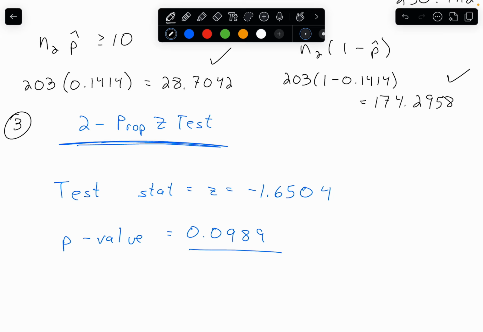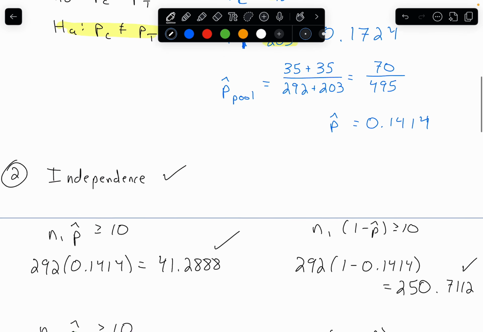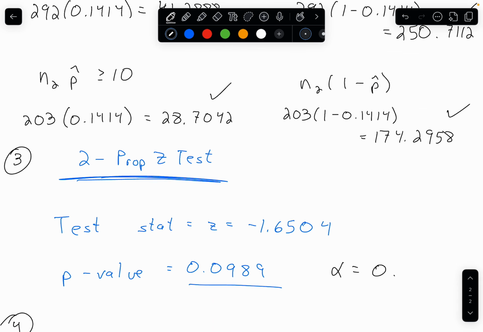So that's wonderful. We have our test statistic, we have our p-value, we have everything we need to make our decision. So remember, in step 4, we are making that decision, and then we are interpreting that decision in terms of our original problem. So in this case, our p-value was 0.0989. It helps to compare that to alpha, which if we scroll back up and look at it, we said up here, alpha was 0.1. So in this case, alpha is 0.1.